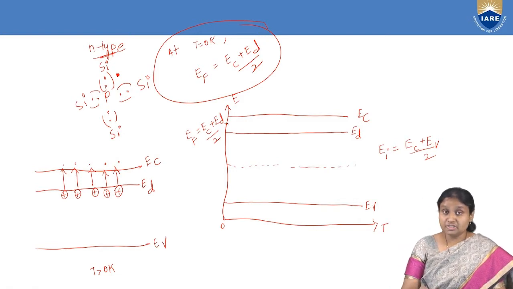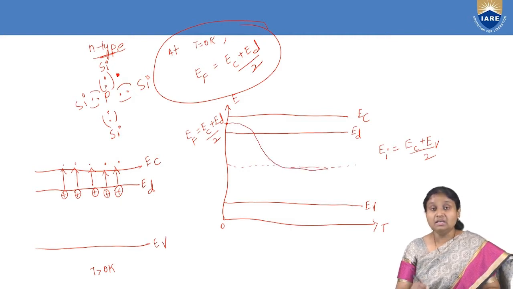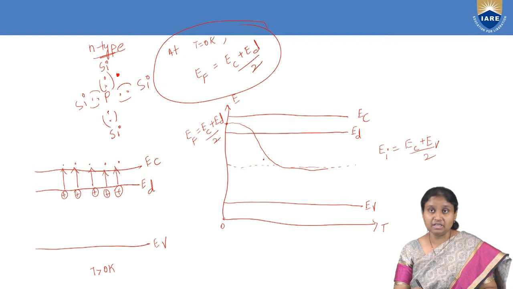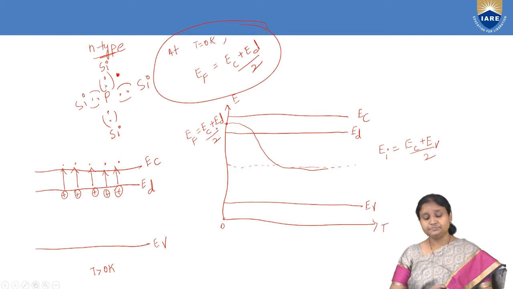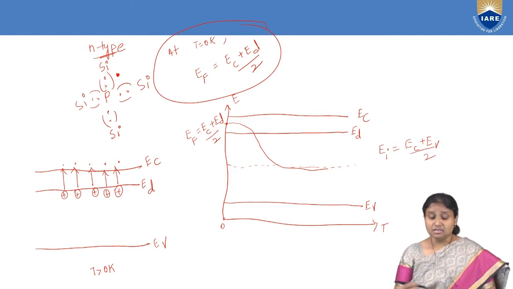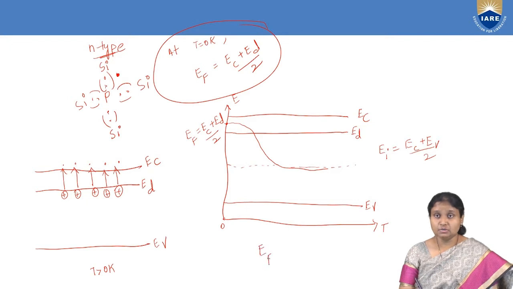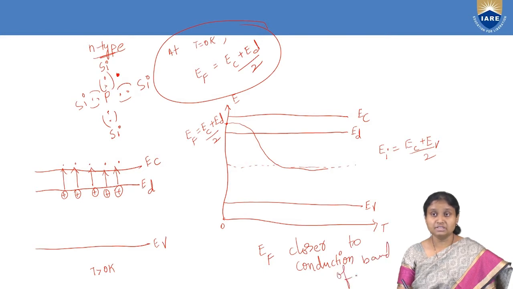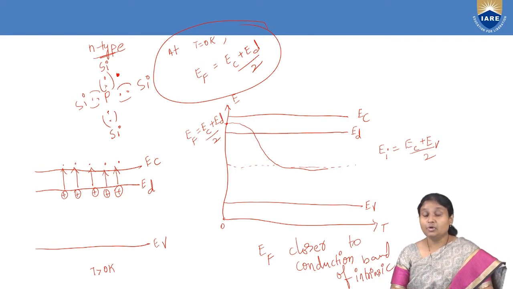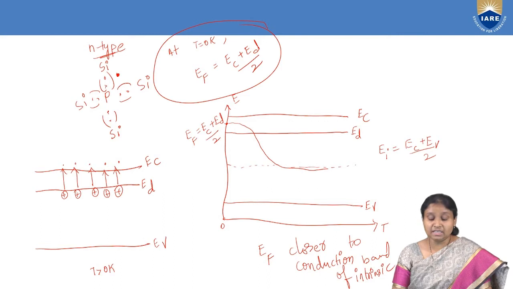So as temperature increases in an n-type semiconductor, what happens to the Fermi level? Gradually it lowers towards the intrinsic Fermi level. So here lowering of the Fermi level takes place. This is our Fermi level. And what we have to understand here is that in an n-type semiconductor, the Fermi level EF is closer to the conduction band of the intrinsic semiconductor. Now I think we have a clear idea about the Fermi level location in case of p-type and n-type semiconductors.